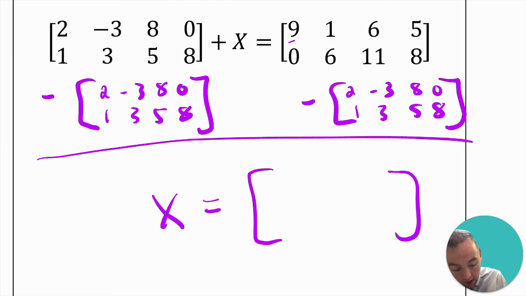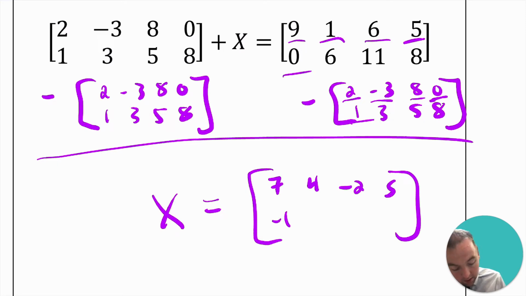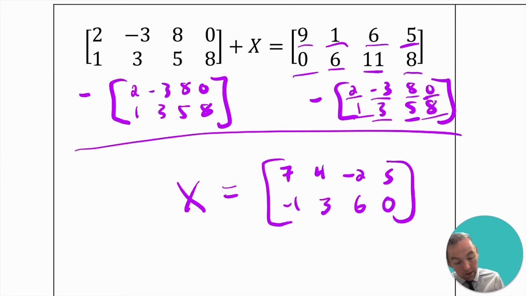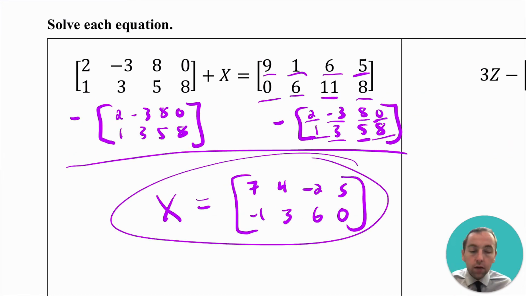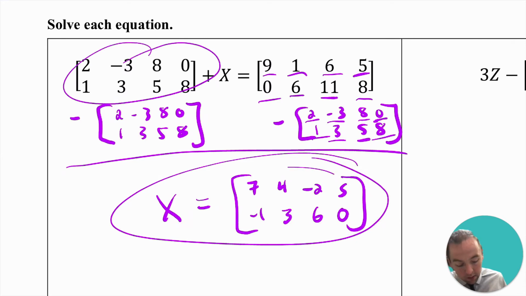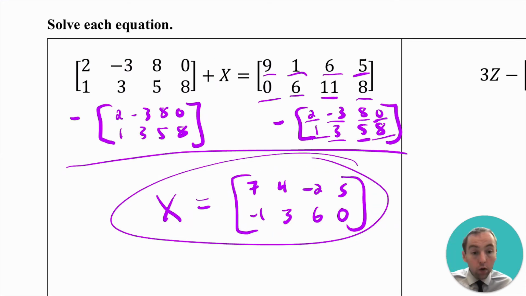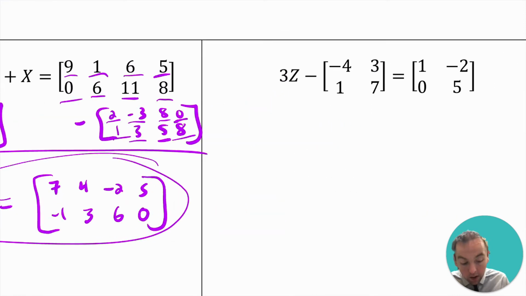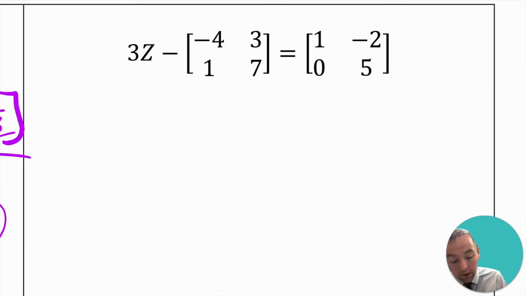So if we do 9 minus 2, you get 7. 1 minus negative 3, so there's a subtracting negative, you're actually going to add and get a positive 4. And then you would have 6 minus 8 is negative 2, and then 5 minus 0 is 5, 0 minus 1 is negative 1, 6 minus 3 is 3, 11 minus 5 is 6, and 8 minus 8 is 0. So that would give you that, and of course if you wanted to test it, you could add that matrix with that matrix and make sure that it comes out to be what you want it to be to solve for x.